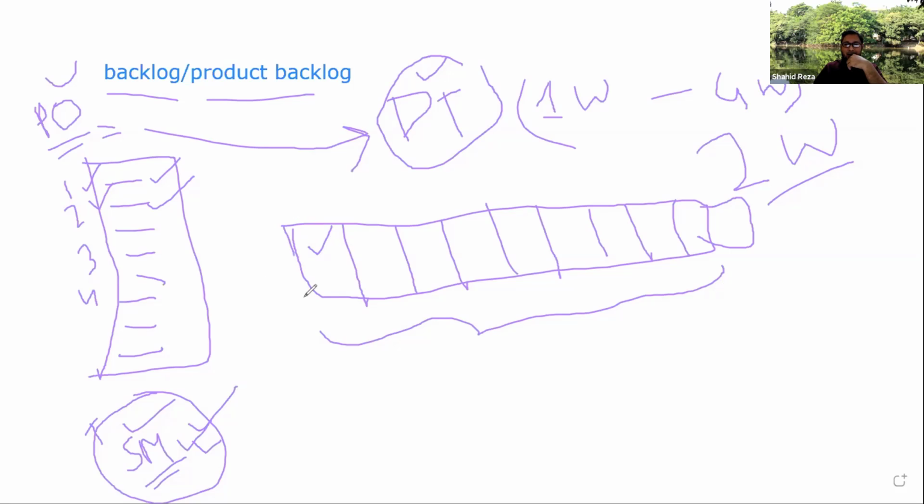So in the first day, they will select these 2 and they will plan in detail how to deliver this. They will estimate for these 2 items what work needs to be done, who will do what, how much time it will require, how much cost it will require. So that whole planning they will do here on the first day. After planning, they will start working.